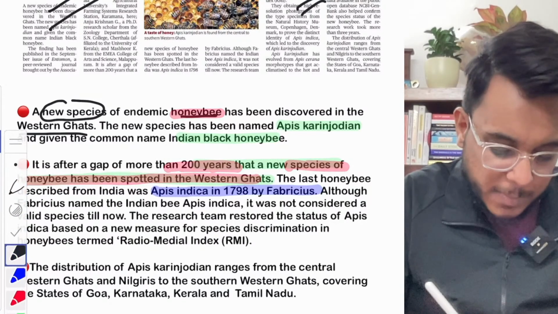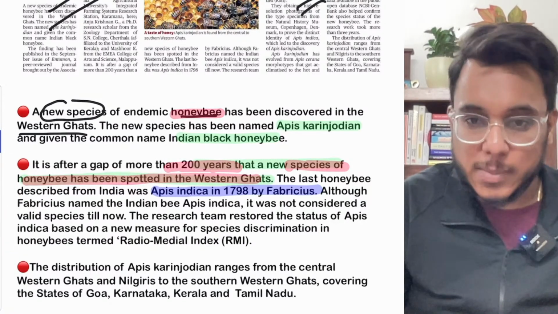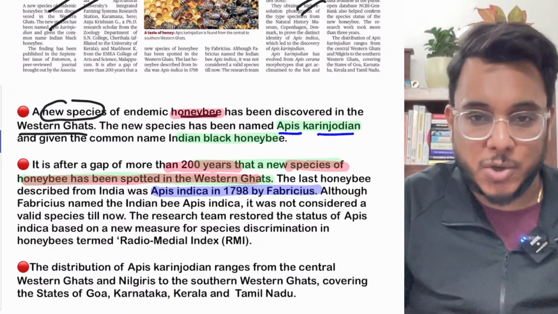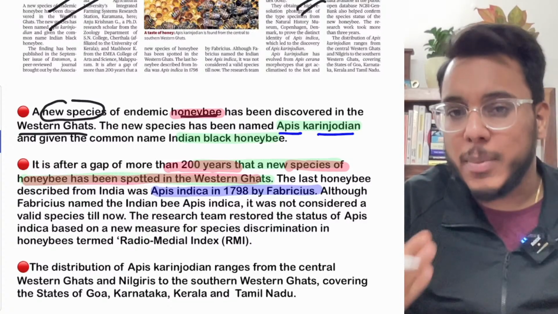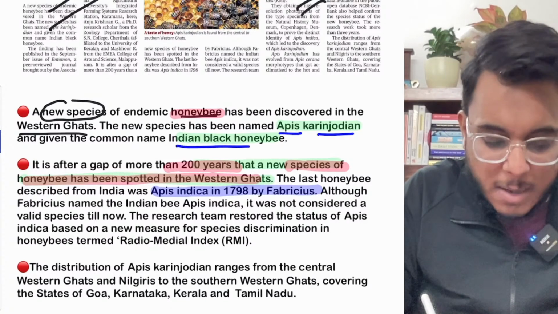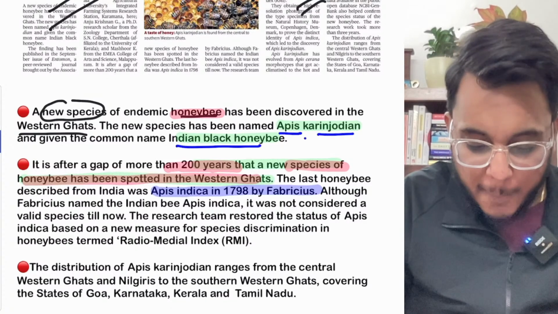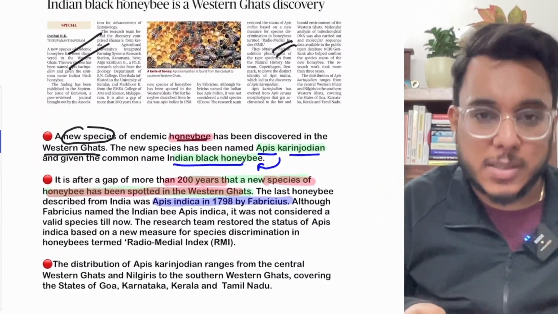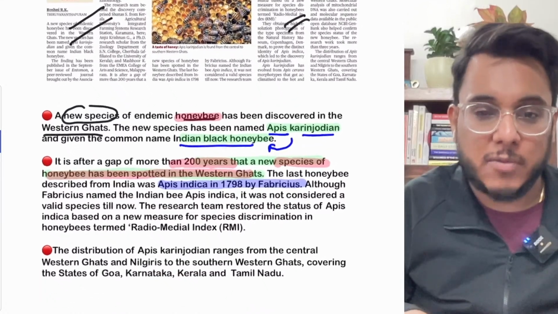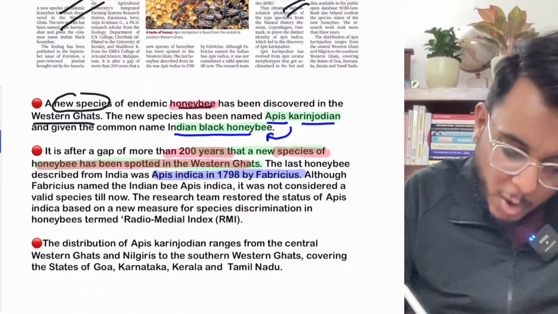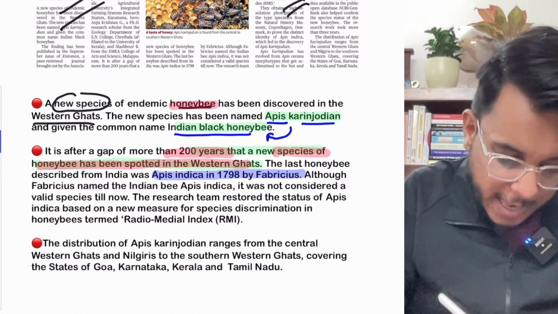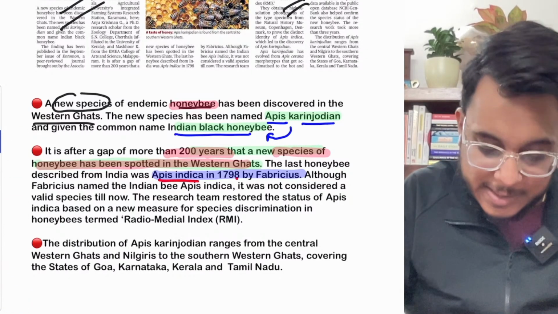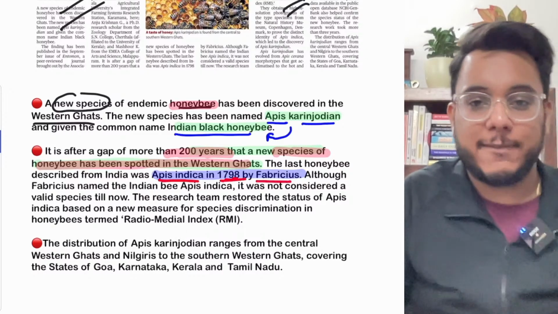Now this particular species of honeybee has been named Apis karinjodian, and in common usage it is called the Indian black honeybee. So, Apis karinjodian or the Indian black honeybee. Now, the last species of honeybee that was discovered in India was 200 years back. That was Apis indica, and it was discovered in 1798 by Fabricius.